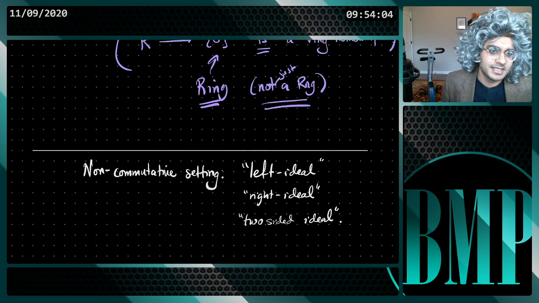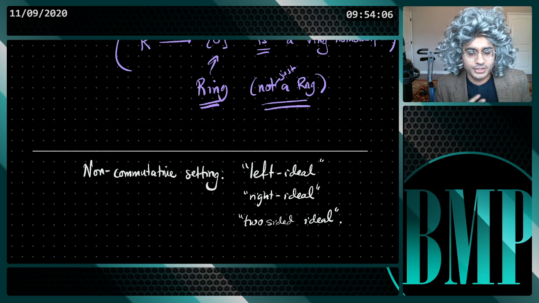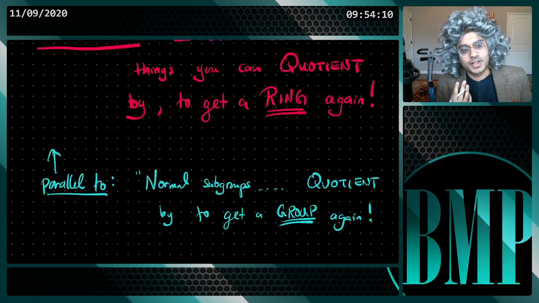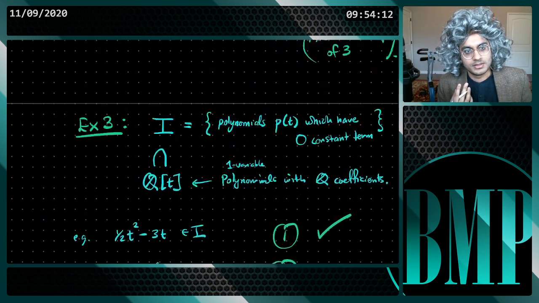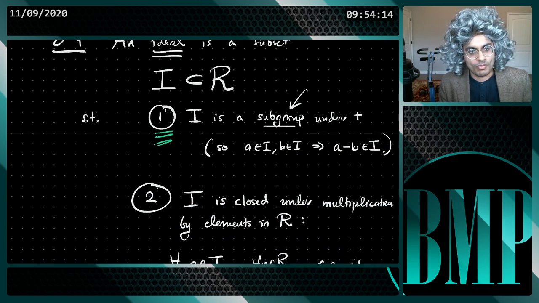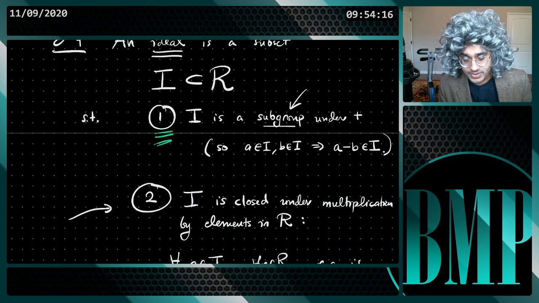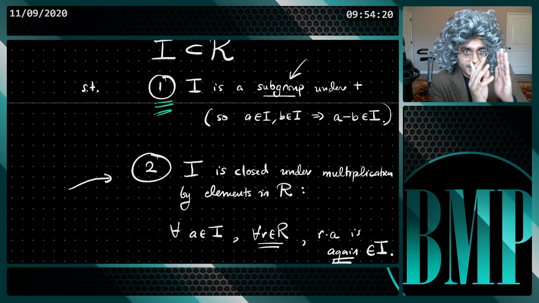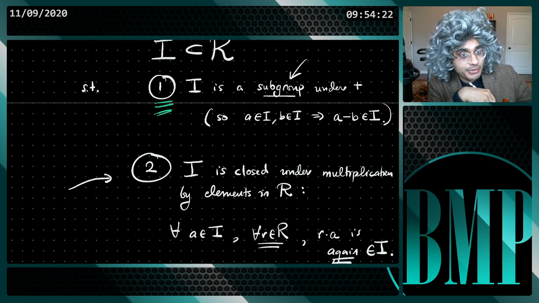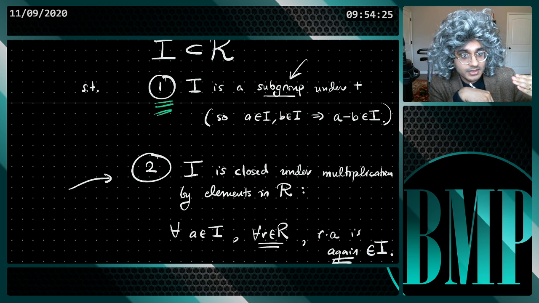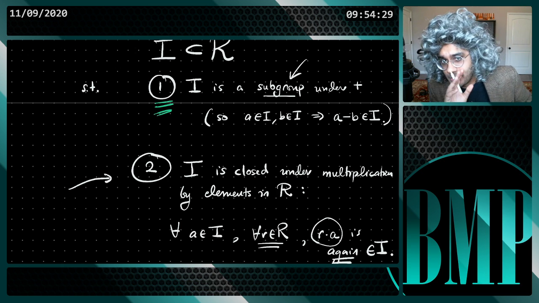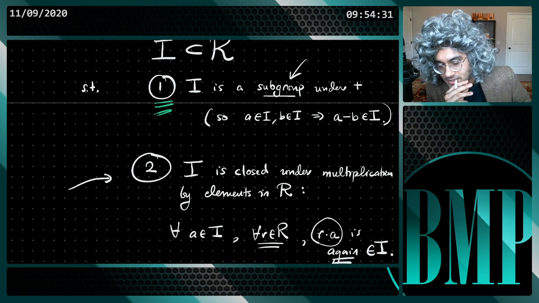Now, what this means, when you see left and right and two-sided, they're simply saying that it's condition 2. It's always about condition 2. They're saying that in condition 2, the subset is closed under arbitrary multiplication on the left side, which is how I wrote this. But in a commutative ring, it doesn't matter.